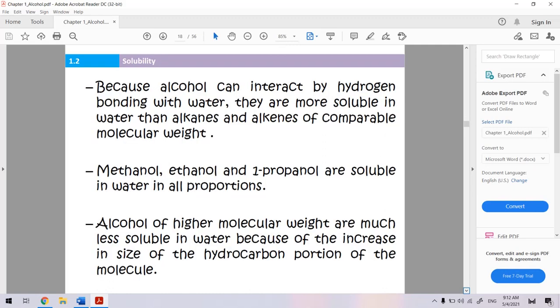Okay. Because alcohols can interact by hydrogen bonding with water, they are more soluble in water than alkanes and alkenes of comparable molecular weight. Methanol, ethanol and 1-propanol are soluble in water in all proportions. Alcohols of higher molecular weight are much less soluble in water because of the increase in the size of the hydrocarbon portion, meaning that the hydrocarbon portion is categorized as the hydrophobic part of the molecule.